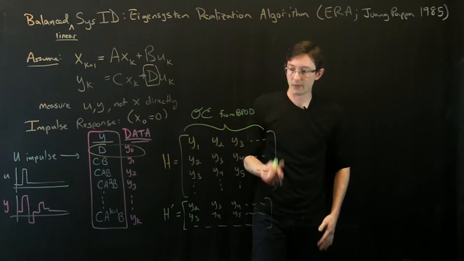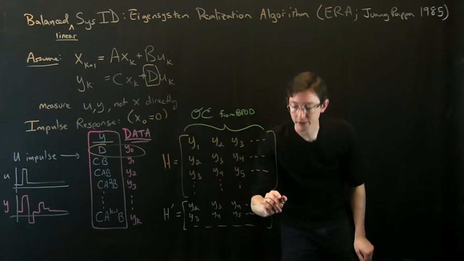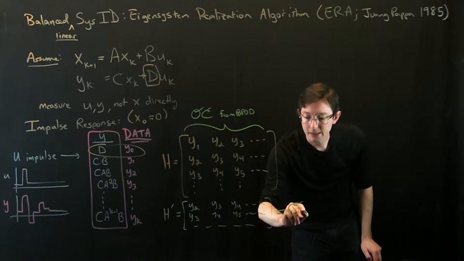Basically, it's the exact same Hankel matrix we built before, except I'm building it purely from measurement data. And I build H prime. And I want to point out, this is the important part. This is why I introduced O and C. This is equal to curly O times the A matrix times curly C.